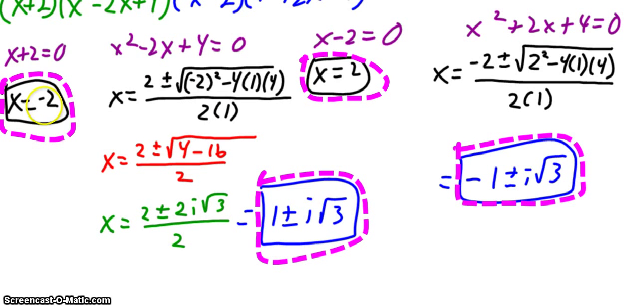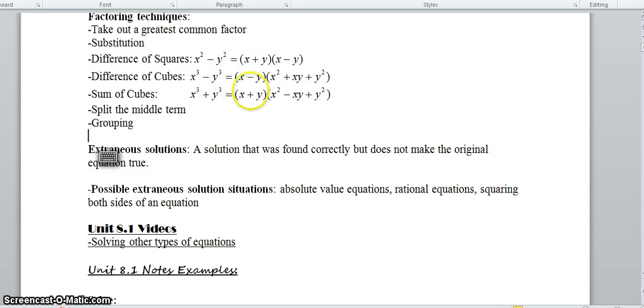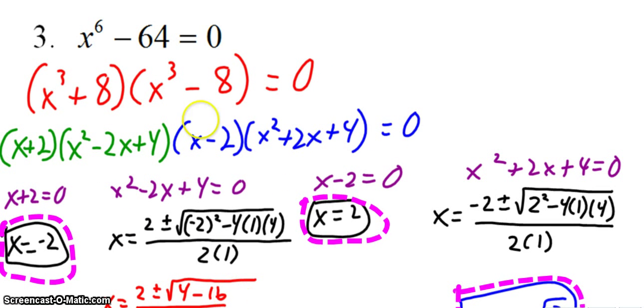Okay, so we should end up with x equals negative 2, x equals positive 2, x equals 1 plus or minus i root 3, and x equals negative 1 plus or minus i root 3. So this is 1, 2, 3, 4, 5, 6 answers. Now, how do I get that? Well, x cubed plus 8 becomes x plus 2 times x squared minus 2x plus 4. So all I was doing was following the pattern here for the difference and sum of cubes. X cubed minus 8 is x minus 2 times x squared plus 2x plus 4.